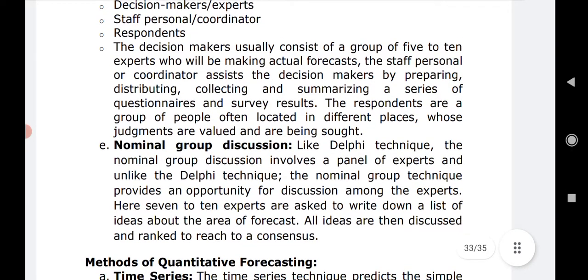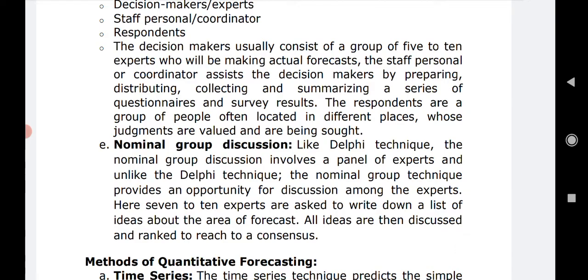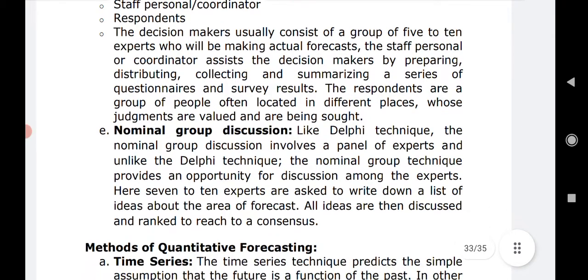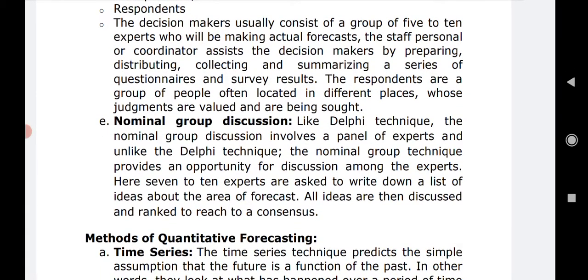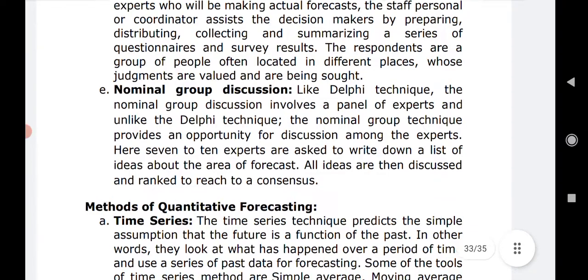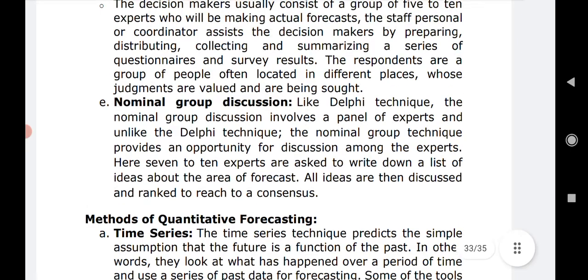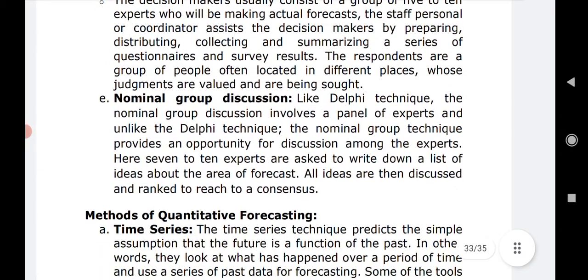What do they do? They will be making the actual forecast. The staff personnel or the coordinator assists the decision makers by preparing, distributing, collecting and summarizing a series of questionnaires and the survey results, right? All these things are being prepared by the coordinators or the staff personnel, and the respondents are the group of people located in different places whose judgments are then valued and sorted out, and then the results may depend upon that. So that is what is known as the Delphi method.